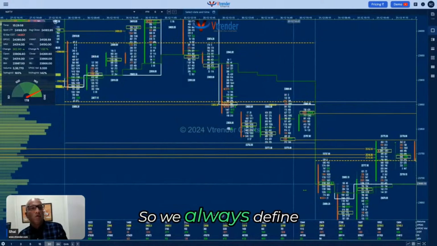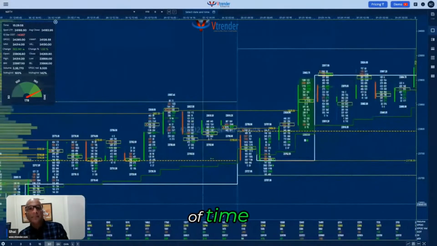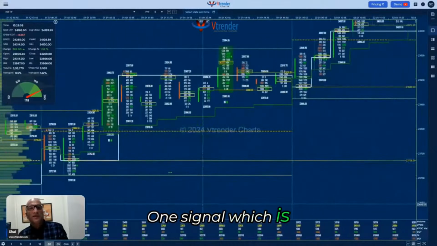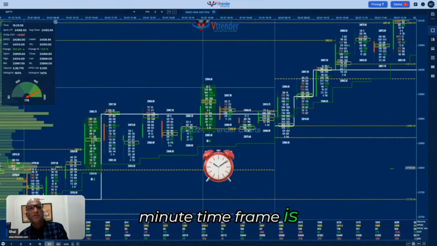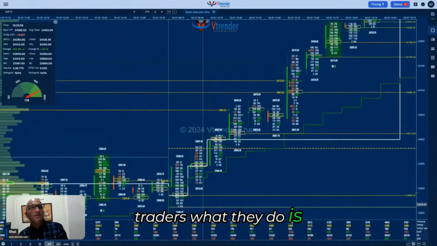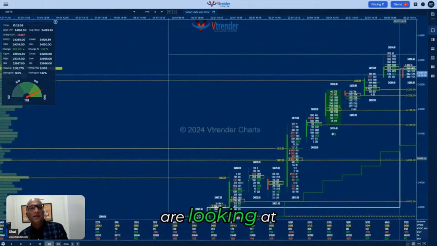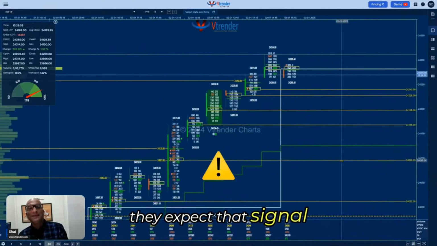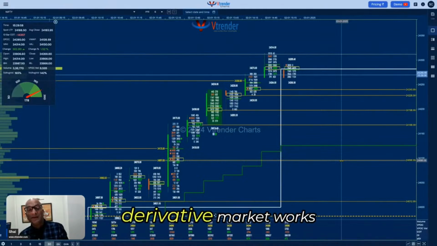So we always define our signaling in terms of time. One signal which comes in on a 30-minute time frame or even on a 5-minute time frame is not valid forever, right? A lot of traders, once they get a signal on whichever chart, on whichever indicator they are looking at, expect that signal to last them for a lifetime. That's not how the derivative market works.